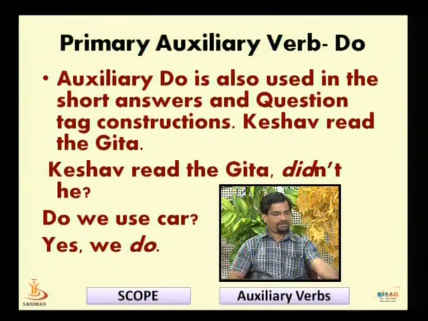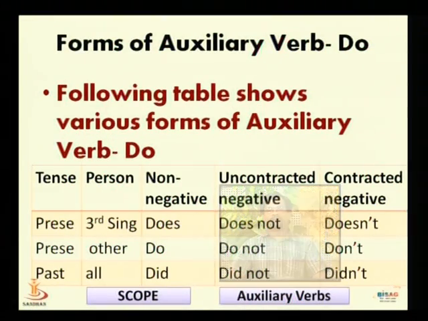In the next slide, friends, I would like to show you various forms of do. You can also have the same type of forms of the other two auxiliaries, that is have and be. Now for our ready reference, I have given the table showing various forms of the auxiliary verb do. What you can do for yourself is replace do and fill up the boxes with the forms of have and be, which are the other auxiliaries. That should be your homework, and I think it should be very easy.